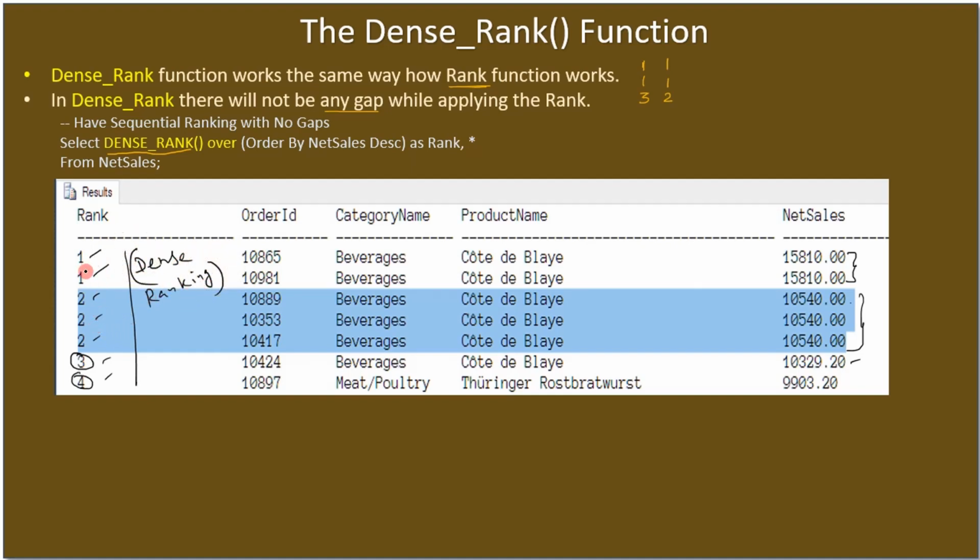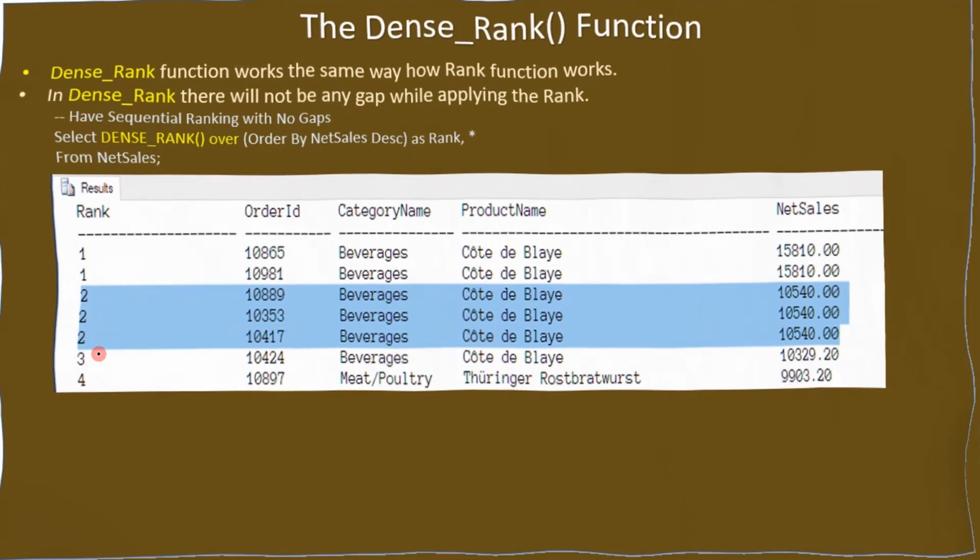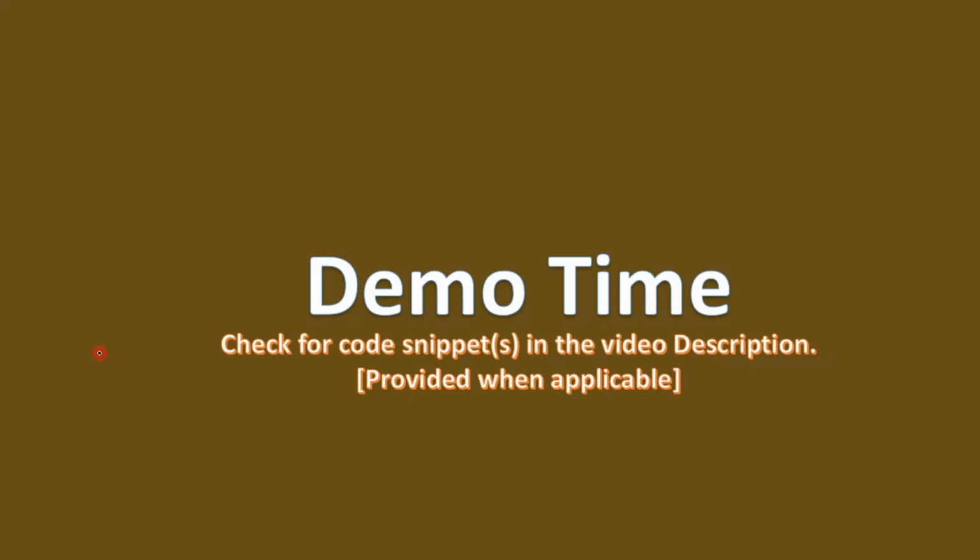Alright, so the rank function puts a gap: 1, 1, then it started with 3, 3, 3. Since there are a total of 4, here we started it as 6, right, in case of rank. But dense rank will perform tightly packed ranking. So that's all here. Now we will execute the query and see how it works.